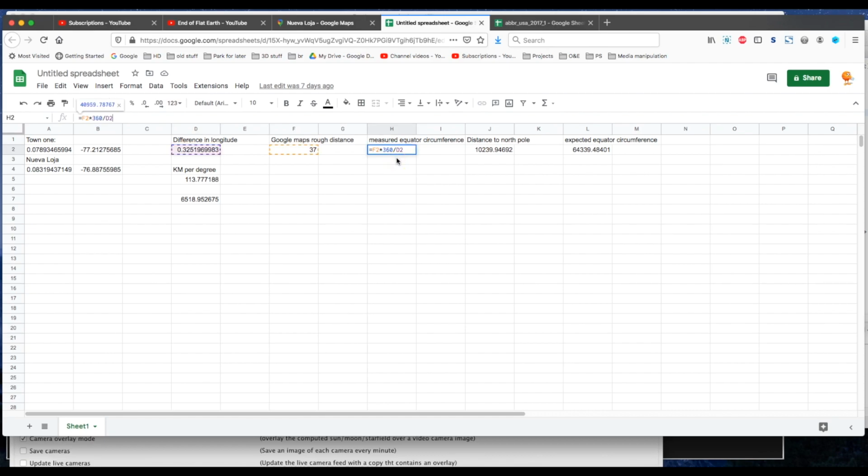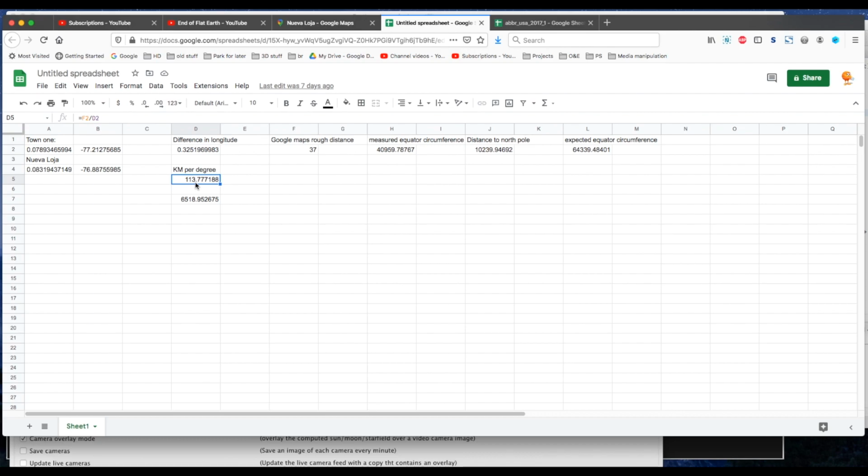To get the measured circumference of the Earth around the equator, I just took that 37 kilometers, multiplied it by 360, and divided by the difference in that longitude, and that gave me 40,000 kilometers. In this cell, I decided to calculate how many kilometers per degree there should be, so I just simply divided the distance, 37 kilometers, by the difference in the longitude, or 0.325 degrees, and it gave me an estimated kilometers per degree of 113.77, which is pretty close.